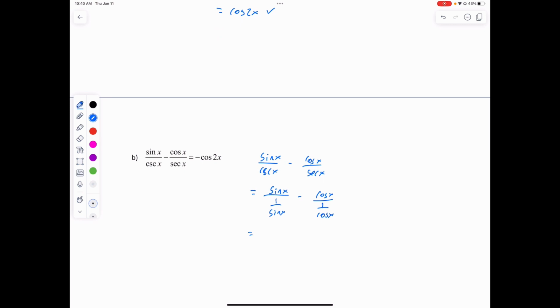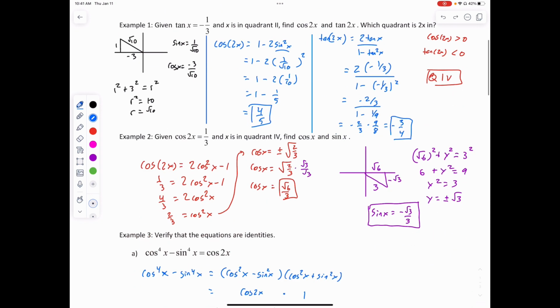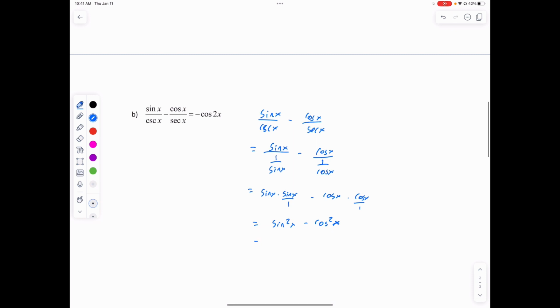Well, dividing by a fraction is the same as multiplying by the reciprocal. This is sine of x times sine of x over 1 minus cosine of x times cosine of x over 1. And so I get sine squared of x minus cosine squared of x. Now I see that sine squared minus cosine squared, and I'm thinking, hey, that looks a heck of a lot like the double angle identity for cosine. But be careful, it's not quite. This is cosine squared minus sine squared, and this is sine squared minus cosine squared. So I'm going to factor out a negative, making this negative times sine squared of x minus cosine squared of x, which gives negative of cosine squared of x minus sine squared of x. And now that is the negative cosine of 2x, which is what we wanted, and we have therefore verified it.